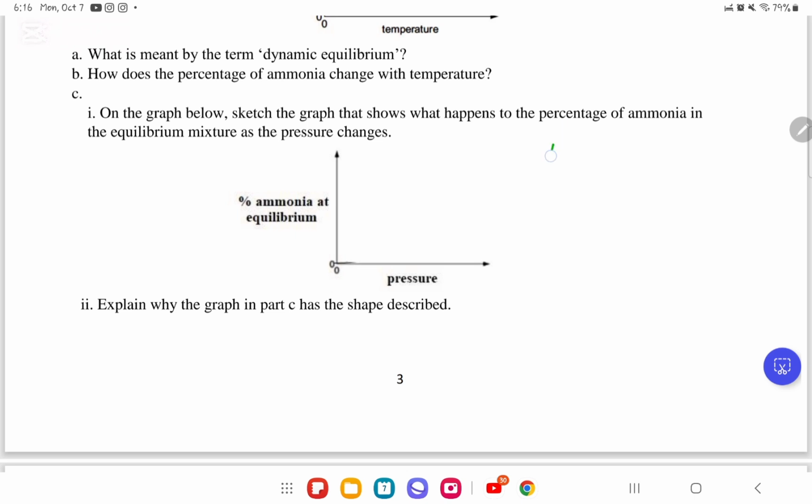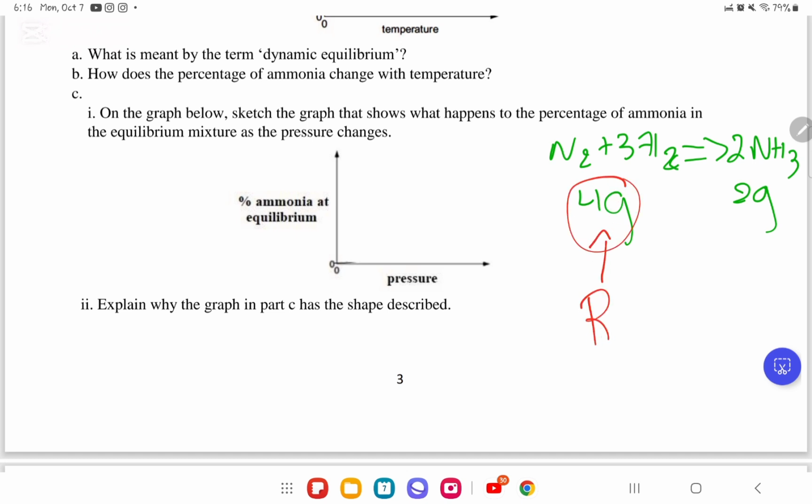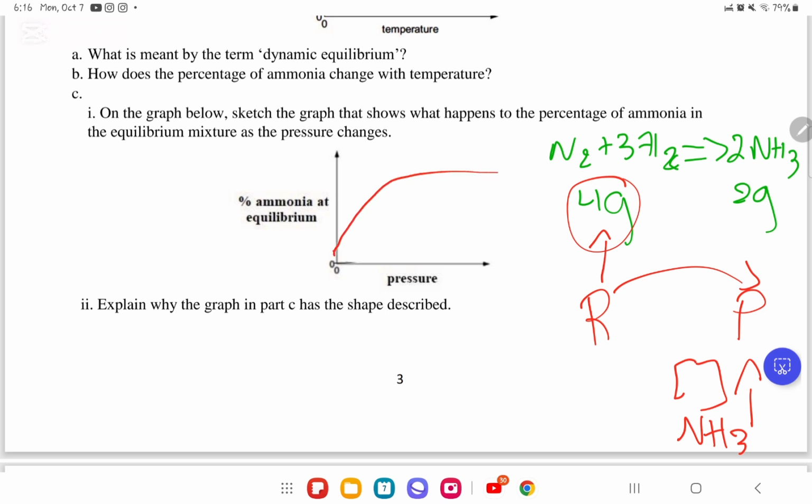So let's see, we have N2 plus 3H2 gives us 2NH3. Definitely here we have 4 gases and here we have 2 gases. So as we increase the pressure, the side with more gases has to give to the one with fewer gases. So the reactants will be giving to the product. So consequently, the concentration of our products, which is NH3, will increase. So we can say as the pressure increases, our ammonia at equilibrium will increase. Of course, we started with a specific amount. So let's say we're going to start around here. Then we increase, and then finally it will level off. So this is what our graph will look like.